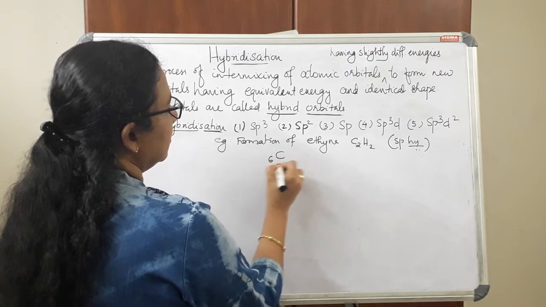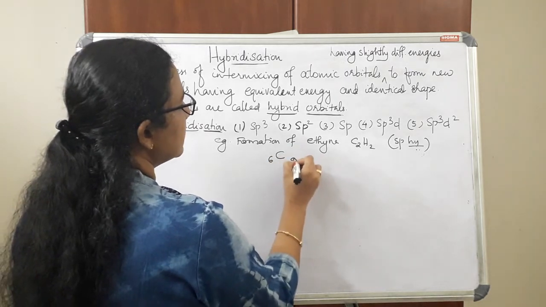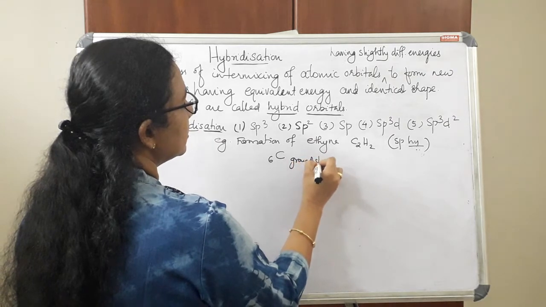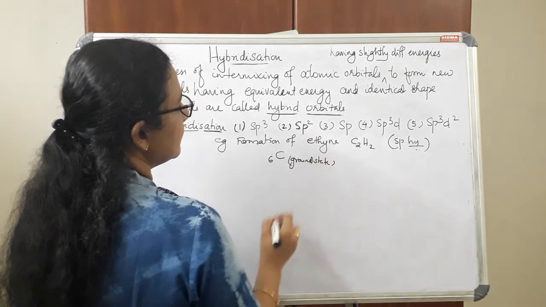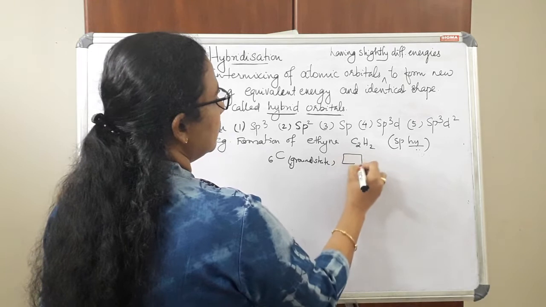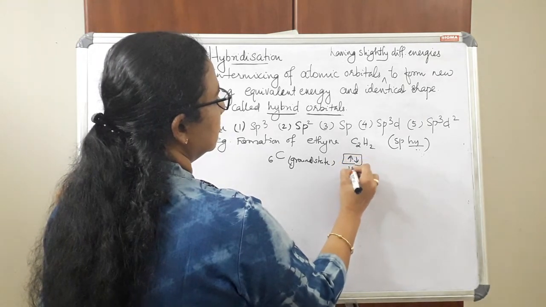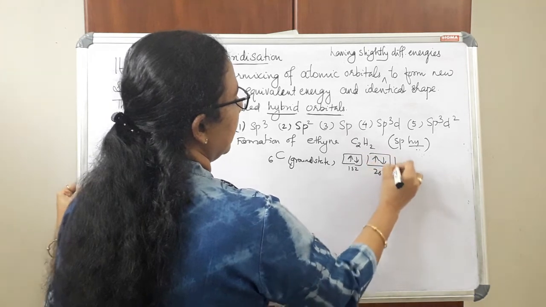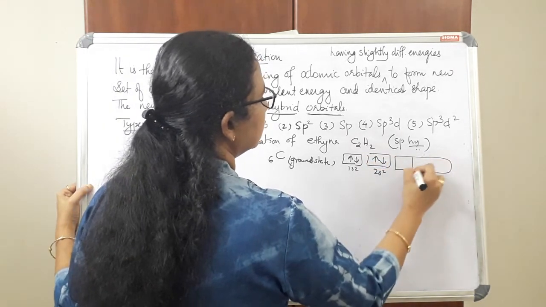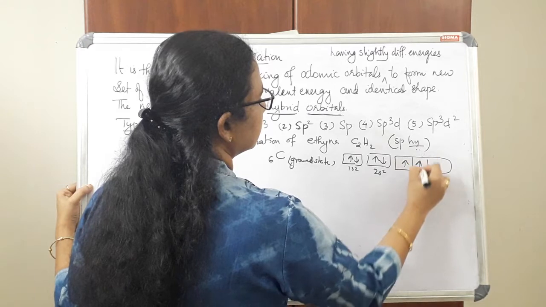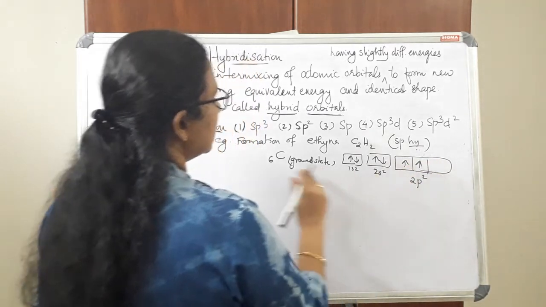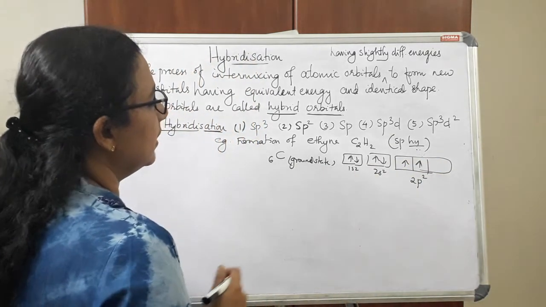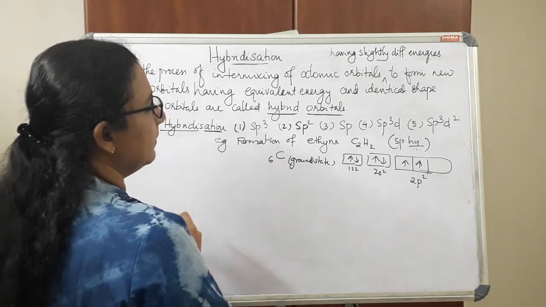We can write the ground state electronic configuration of carbon. It is 1s2, 2s2 and 2p2. So this is the ground state electronic configuration of the carbon atom.